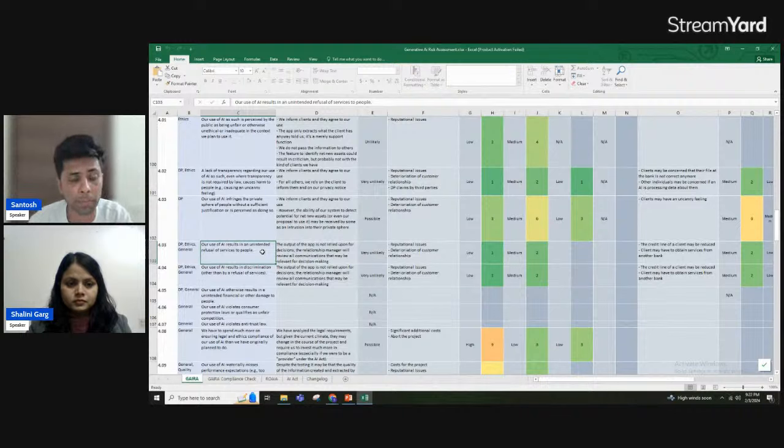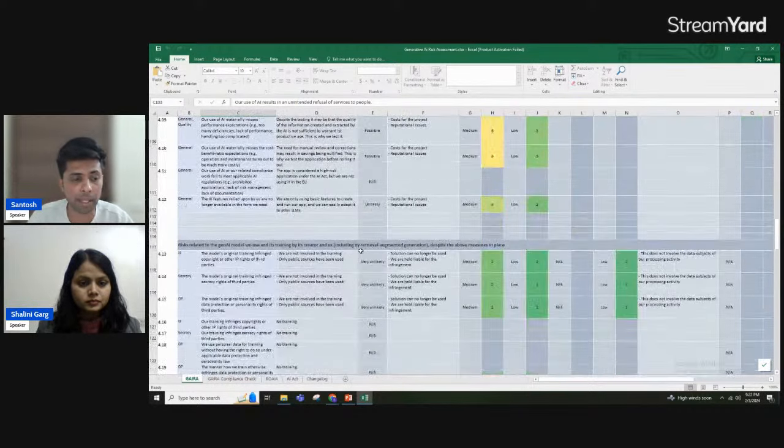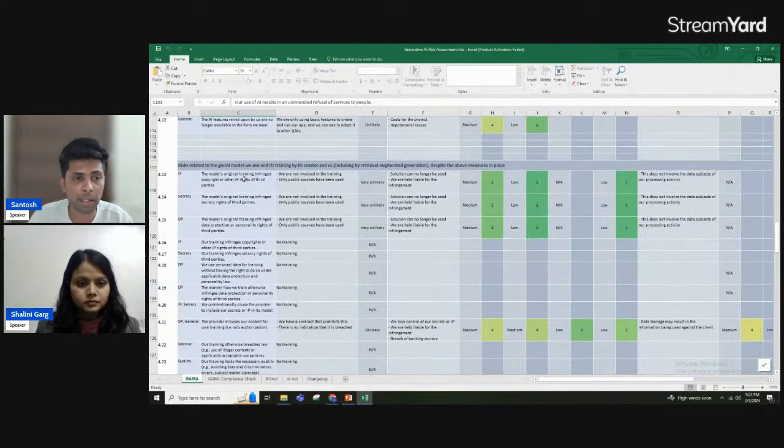And then we see what all AI risks there can be, like our use of AI results in unintended refusal of services to the people. Is this a probable risk which you have already considered? If yes, how do you intend to address it? What are the technical measures? And next comes the risk related to IP secrecy, and we cover all those things. How do you intend to do it?